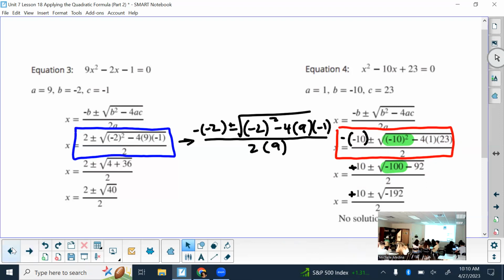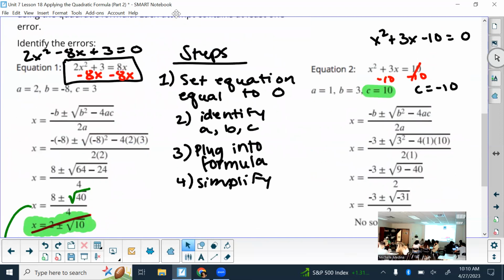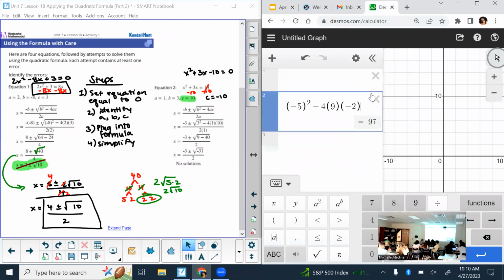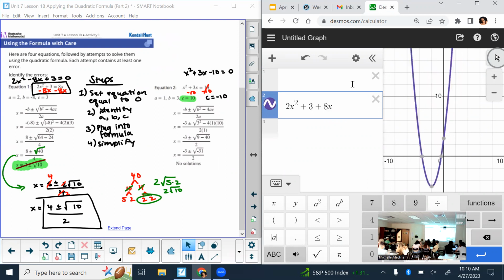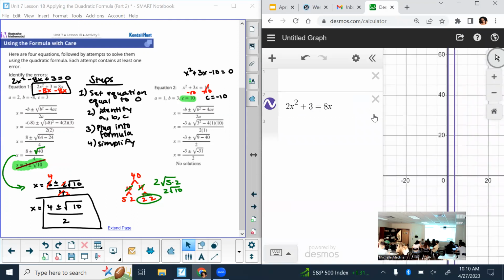You could always check all your answers by doing what? Putting it into Desmos, even the ones that are irrational. So I'll show you. For equation 1, I'm just going to type it in exactly how it looks on my paper. I'm not even going to set it equal to 0, although if I did set it equal to 0, it would have a nicer looking U shape. This one, when I don't set it equal to 0, it just looks like 2 straight lines.